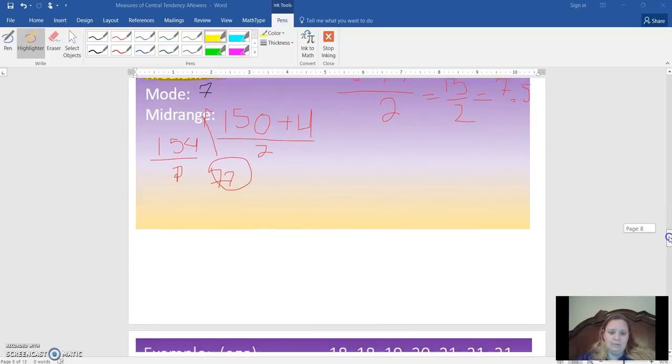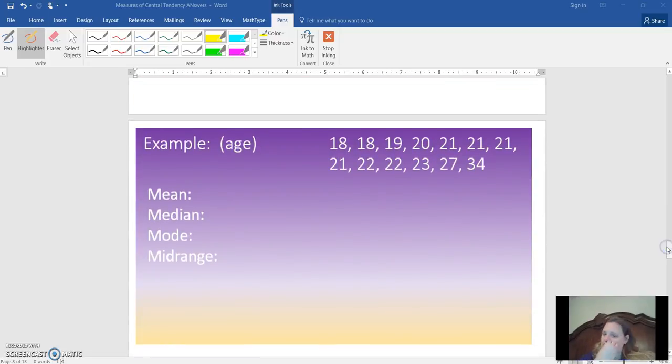All right, ages. Okay, so we have these ages. I always like to go in a different order. All right, first let's do the mode. 18's twice, 22's twice. 21 is 4 times. So the mode is 21, and then I'm going to find the middle. So one at the beginning, one at the end. One at the beginning, one at the end.